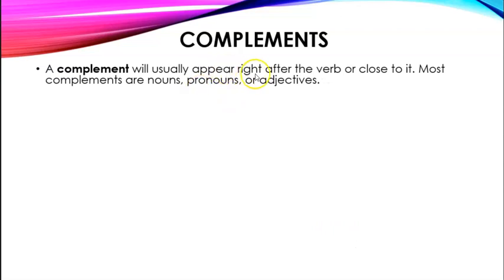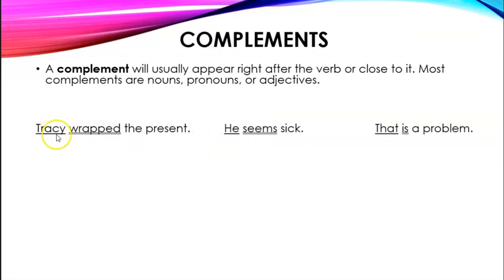A complement usually will appear right after the verb or close to it. Most complements are nouns, pronouns, or adjectives. So, for example, Tracy wrapped the present. He seems sick. That is a problem. In every case, we have a subject, Tracy, a verb, wrapped, and a complement, the present. That's a noun. In this sentence, he is your subject, seems is your verb, the complement is sick. Sick is an adjective. And then that is your subject, is the verb, and the complement here is problem, also a noun.